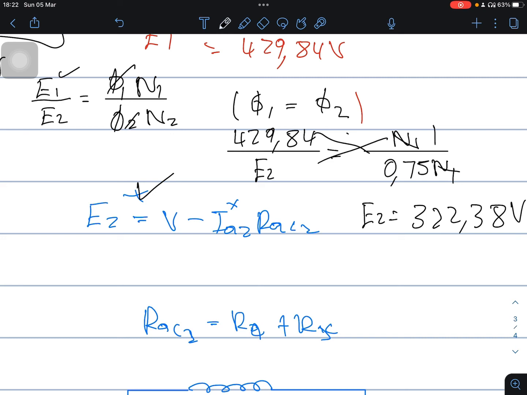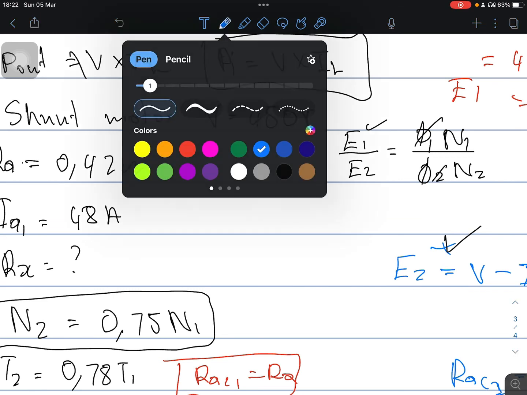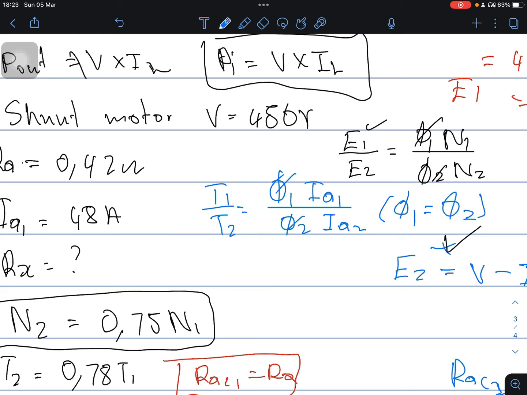Now that we have found E2, what do we look for next? We have found this, so what's next? For IA2, we can use the torque equation. T1 over T2 is equal to flux 1 IA1 over flux 2 IA2. These cancel. We said that the flux in a shunt motor is the same.